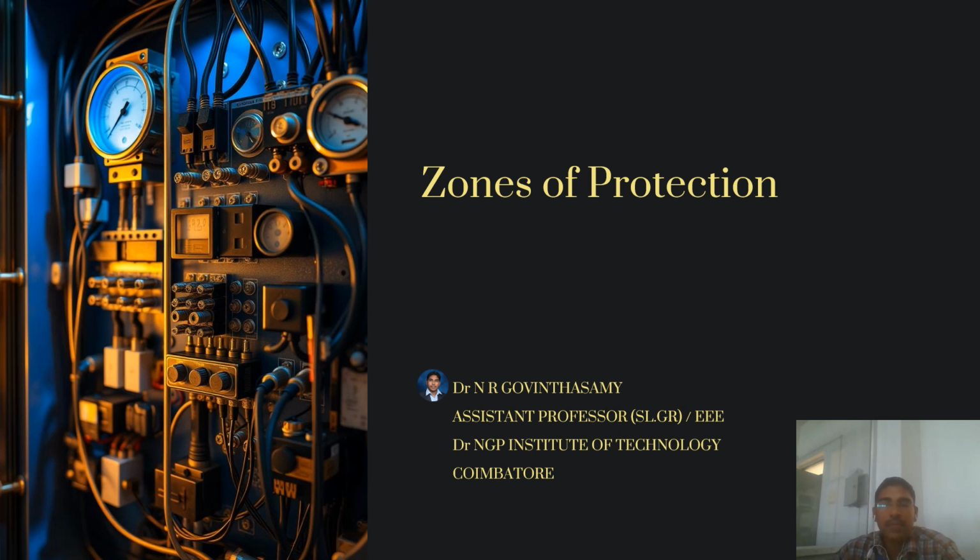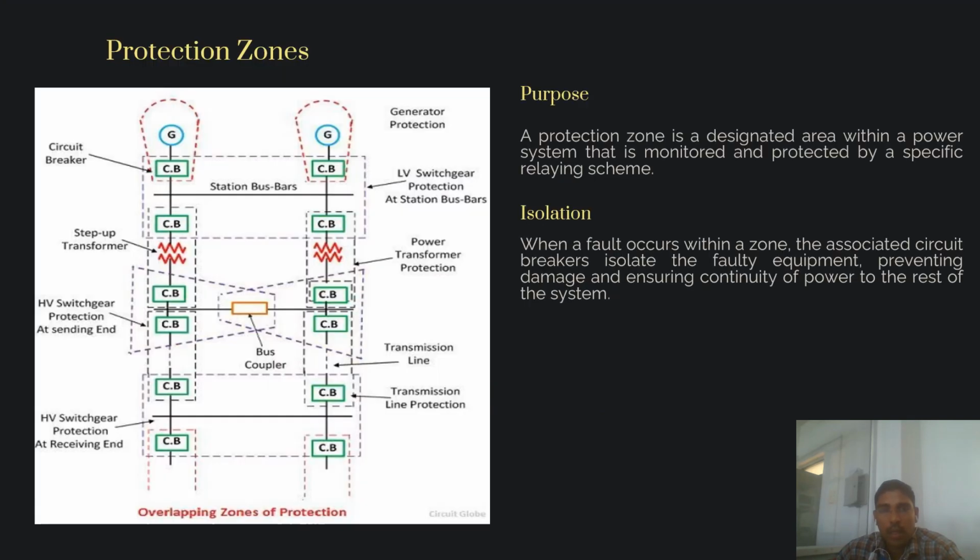So today's session we are going to discuss different zones of protection in a power system. On the protection side of a power system, we have different zones. That means we classify them from the generator protection, transformer protection, transmission line protection, then busbar protection, bus coupler side, and finally it comes to the distribution side.